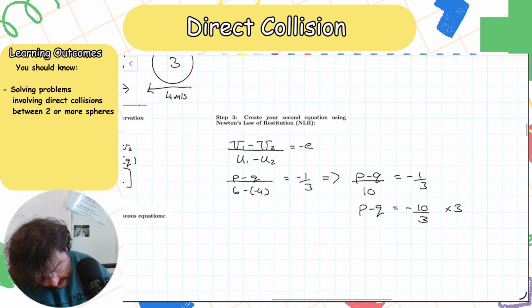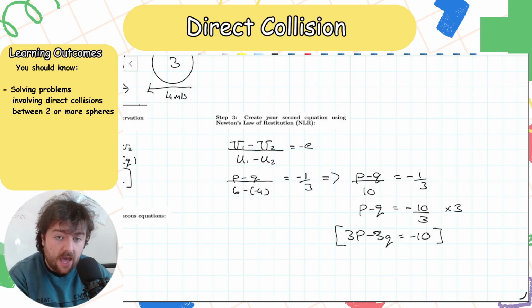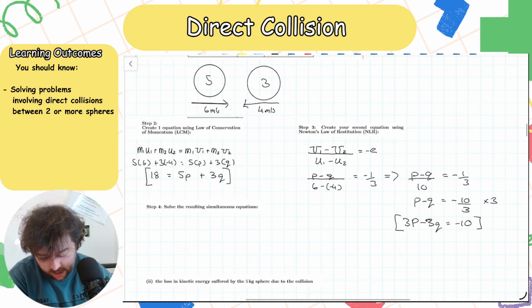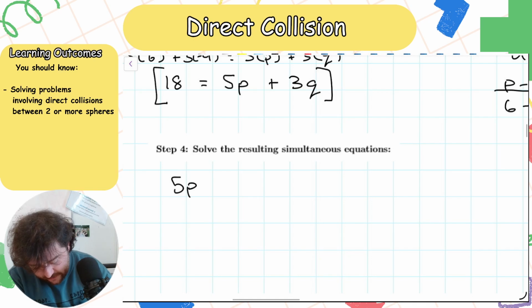Now, I'm going to multiply across by 3 here because this will help me later. So it's going to be 3p minus 3q is equal to minus 10. So I have now made 2 equations in relation to p and q. Now what we do is solve these simultaneous equations. So I have here 5p plus 3q is equal to 18. Then I have 3p minus 3q is equal to minus 10.